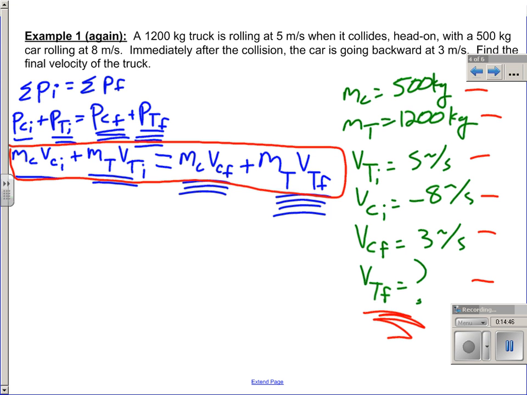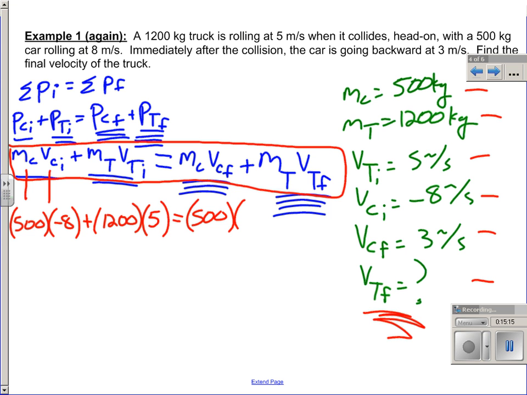So plug them into the equation. Check it out. I'm going to plug them in. I'm not going to worry about units until the end because everything's metric. So mass of the car, I'm just plugging in these numbers here. Mass of the car is 500. Velocity of the car initially is -8. Mass of the truck is 1,200. Velocity of the truck is 5. Equals mass of the car, 500.